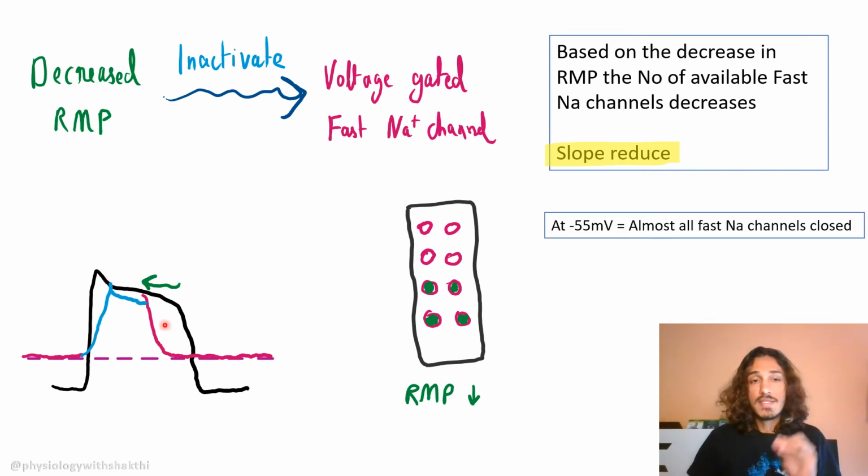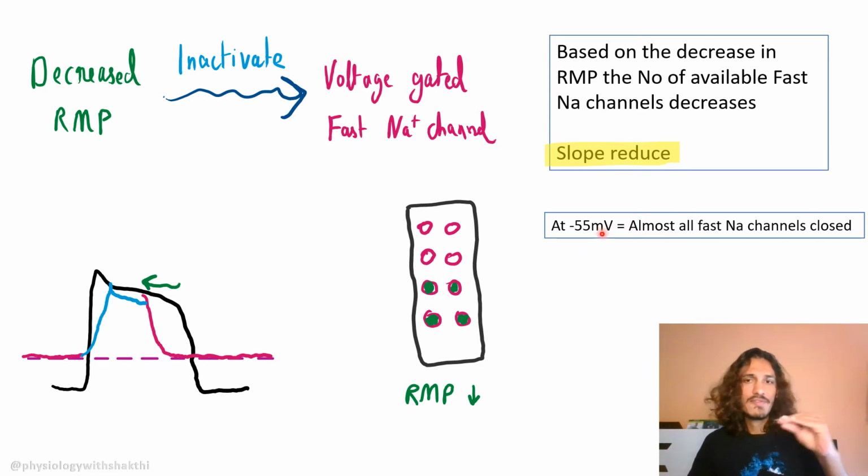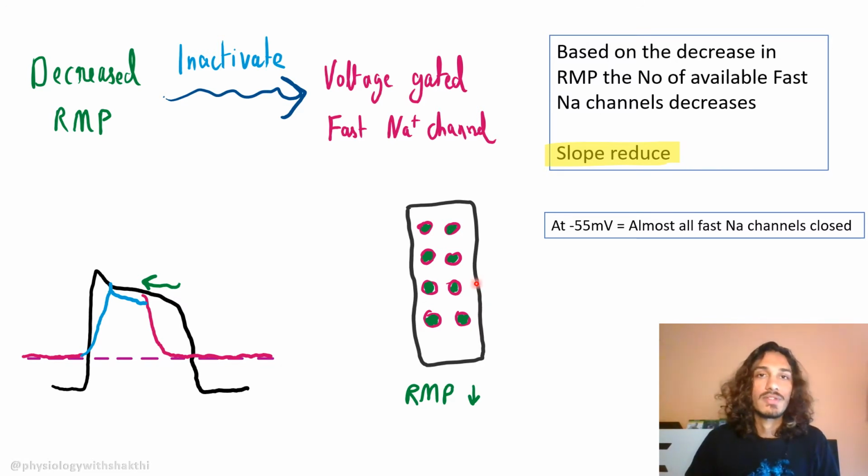This keeps on happening until around minus 55 millivolt, the threshold value, where almost all these channels are closed. So it becomes impossible for the muscle to contract at this point, because there's not enough potential generated. This is a more end stage that we are talking about. So I hope you understood why there is delayed depolarization.